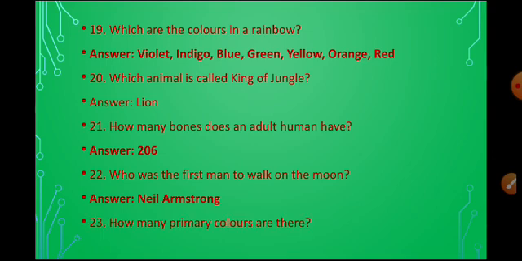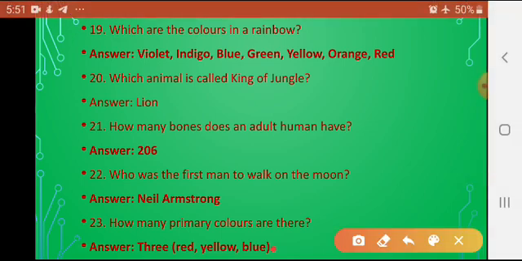Next question. How many primary colors are there? Okay, very interesting question. So dear students, there are only 3 primary colors, and those are red, yellow and blue. With the help of these 3 primary colors, we make all types of color. Okay, these 3 colors are the primary colors. This is a really very good question. You have to remember this. Okay.